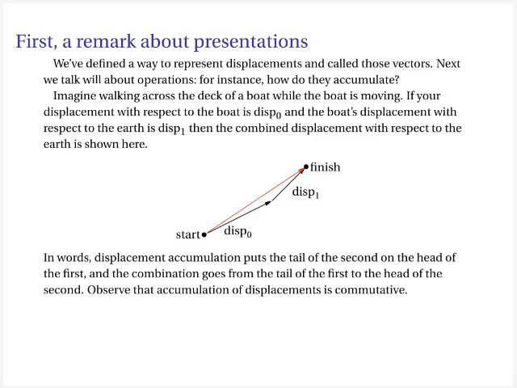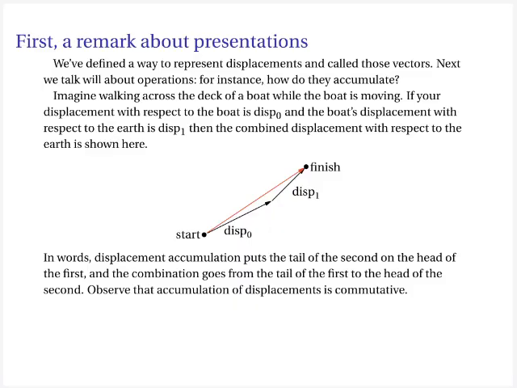All right, so we've defined what the things are, and now it's time to define what you do with them. First, I want to make a remark about that definition. So we've defined a way to represent displacements, and we've called those vectors. A vector, I think it's Greek, means something like traveler or carrier. So you are somehow related to motion.